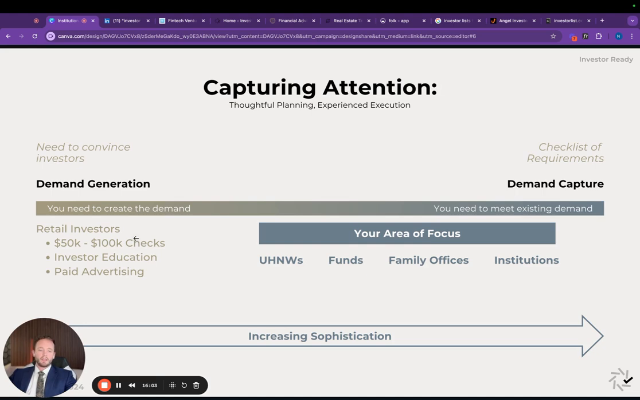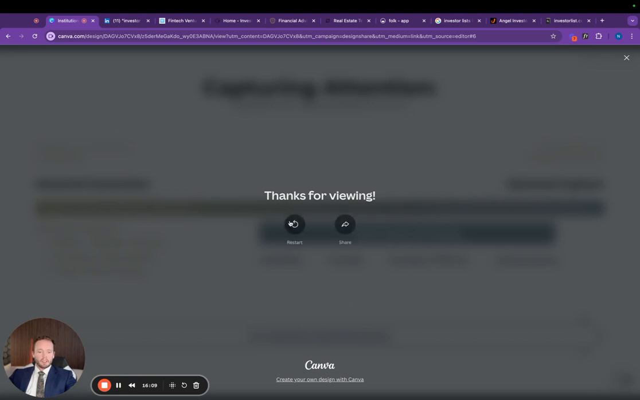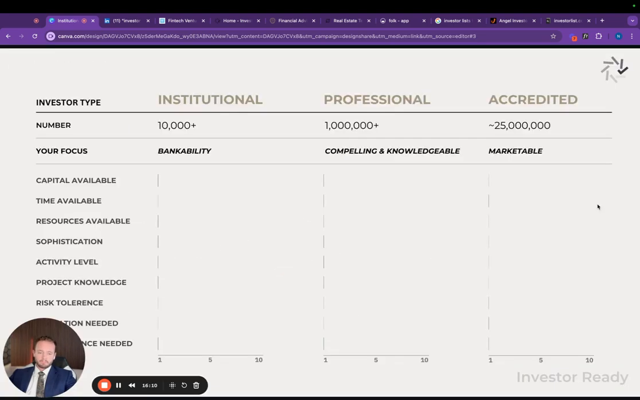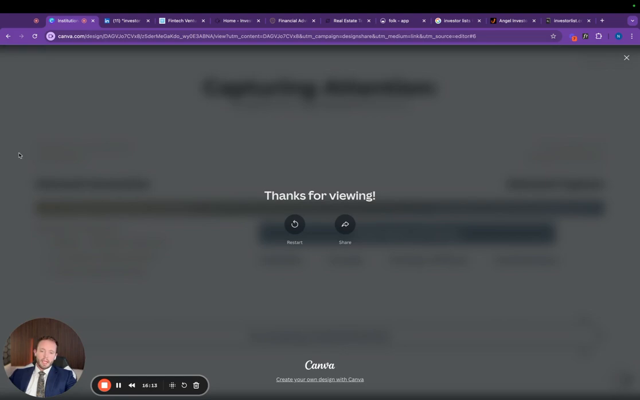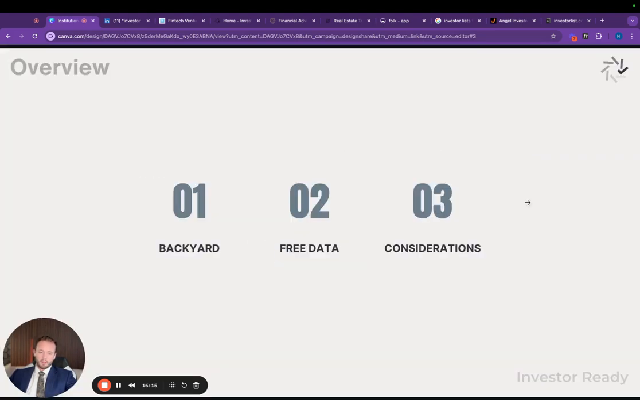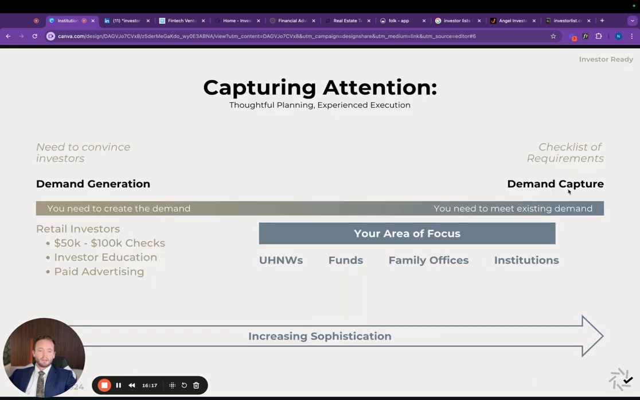Right? This is why a lot of people who focus on retail investors spend so much time generating demand. They're convincing people to invest. Right? They're creating products that people are then wanting to invest in. This is why Grant Cardone spends so much time going after smaller check sizes. He's creating demand for a product that may not really fit well with people who are already looking to invest. So you need to look at your projects, think, do I need to create demand for this? Do I need to capture demand for this?